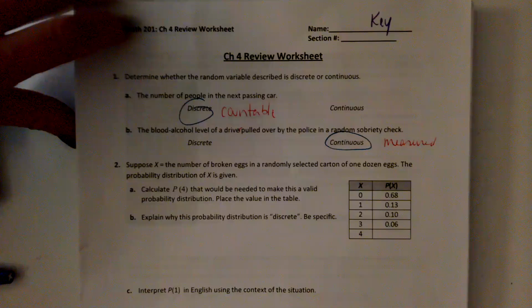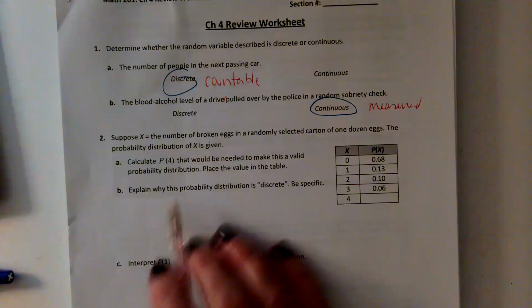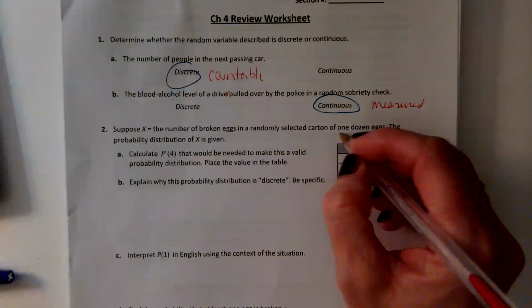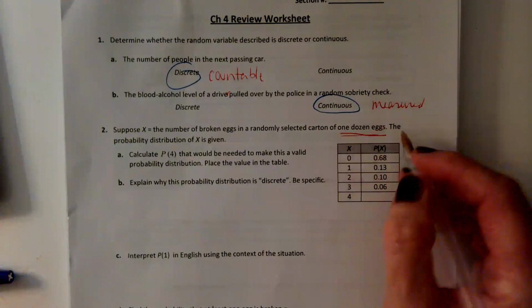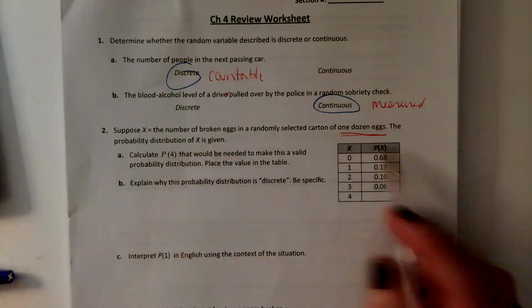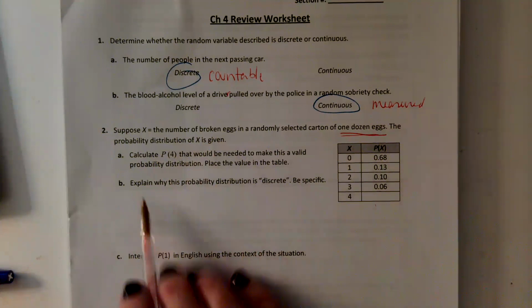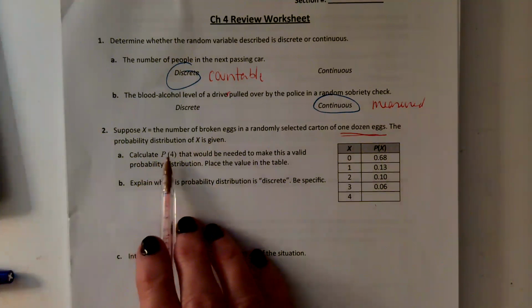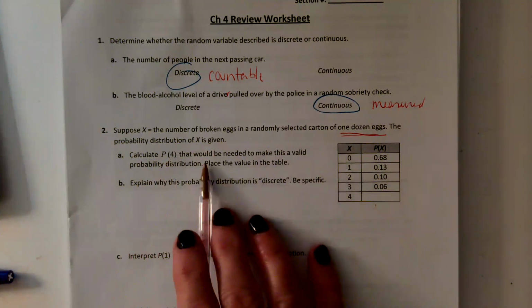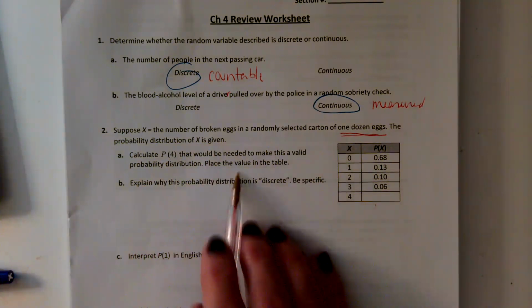So now we have something discrete. It's the number of broken eggs in a randomly selected carton of 1 dozen eggs. So there's 12 to choose from. The probability distribution of X is given, and I've got part of it filled out. And it says calculate the probability of 4, which is when X is equal to 4. So the probability that we get exactly 4 broken eggs.